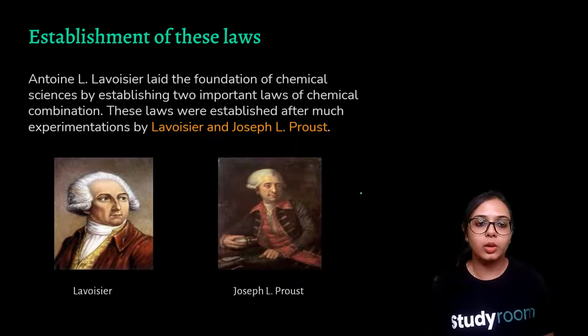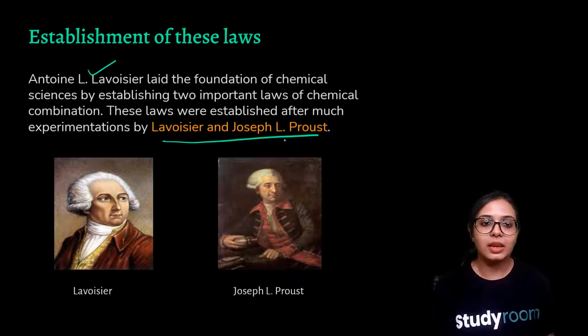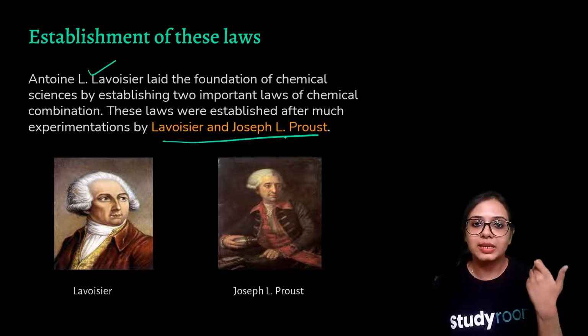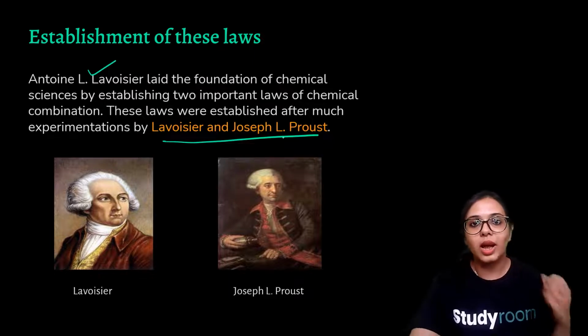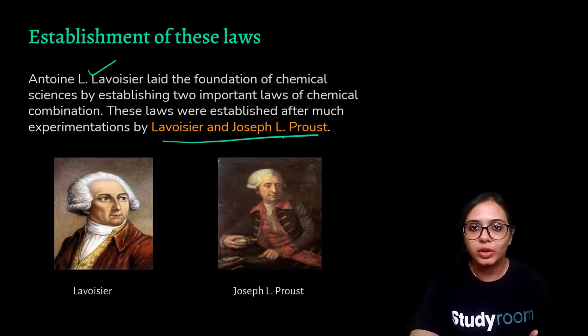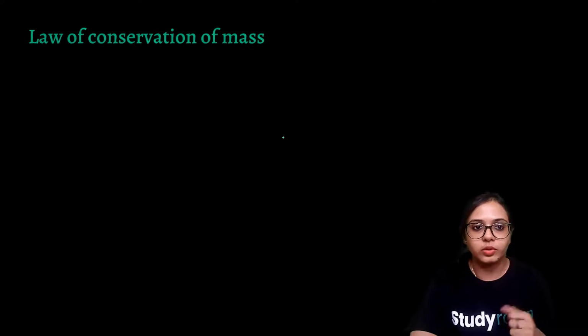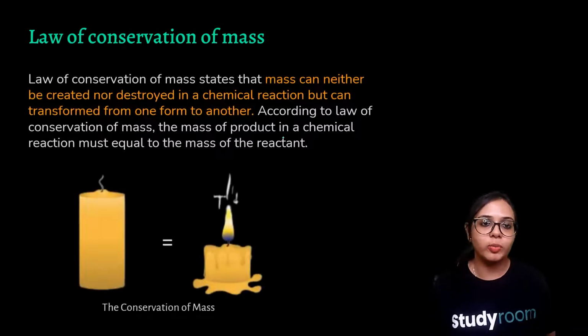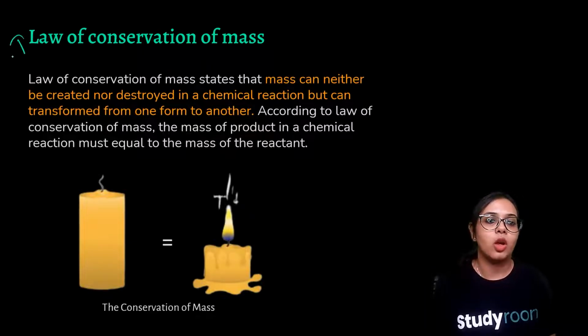So Antoine Lavoisier, a French philosopher, laid the foundation of chemical sciences by establishing two important laws of chemical combination. These laws were established after much experimentation by Lavoisier and Joseph L. Proust. So two scientists laid out some laws, and these laws were very essential in knowing how two atoms or two molecules of maybe the same elements or different elements combine with each other, and how they exist in nature. The first law that we will be learning is the law of conservation of mass.